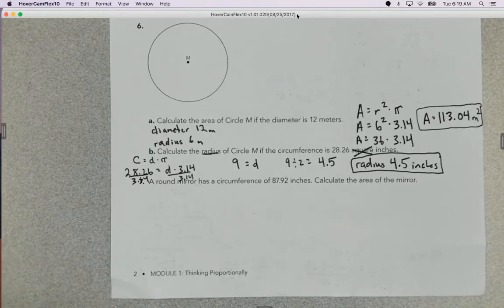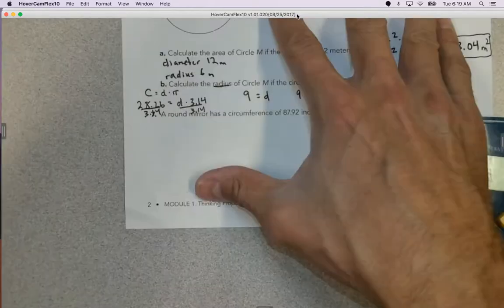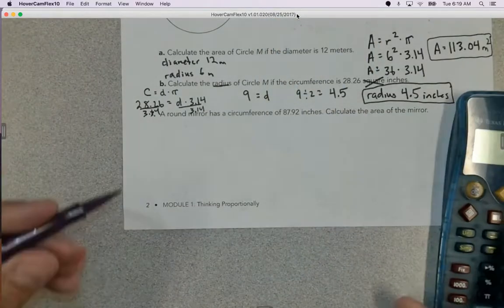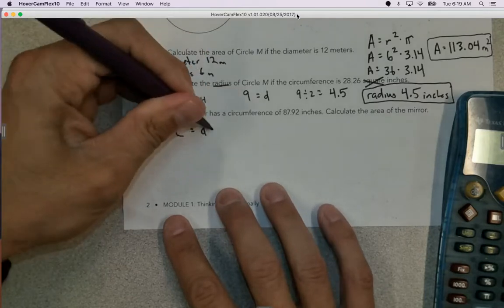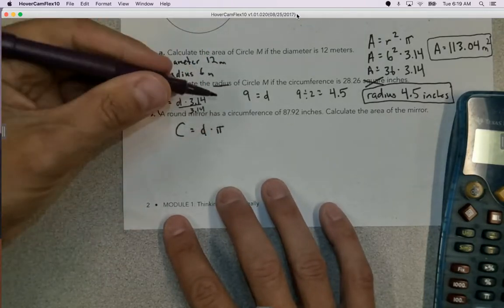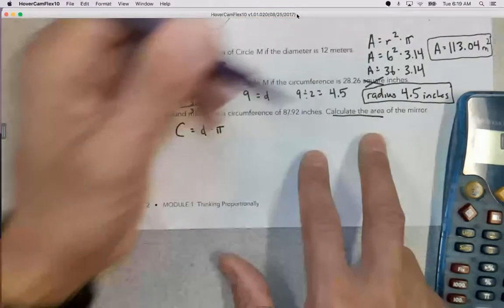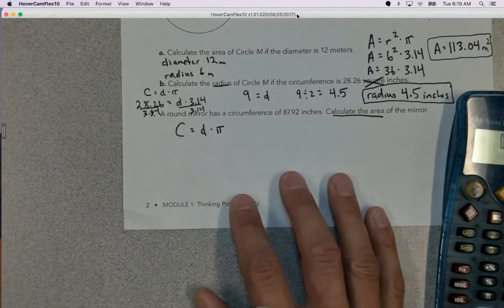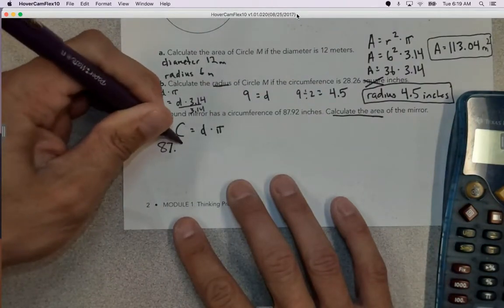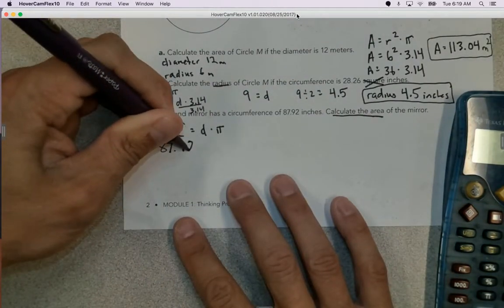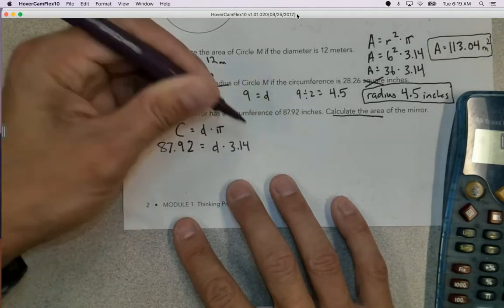All right. Number 7, tough one. A mirror has a circumference, so we'll start with the circumference. And it says to calculate the area, so I have to get from the circumference to the area. So if I know the circumference, I have to figure out the diameter and the radius to get to the area.